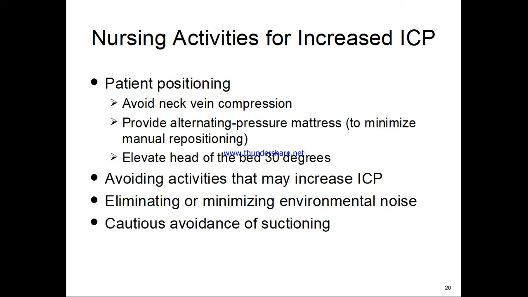Care for the patient with increased ICP. For patient positioning, we're going to avoid neck vein compression, so we will want to keep their neck straight. We want to keep the head of the bed elevated 30 degrees so that gravity can work on our side. And then we want to minimize manual repositioning, so putting these patients on the air mattress. A lot of ICUs have the alternating pressure mattresses where the air circulates and the pressure changes, and it decreases the need for manual turning for pressure ulcer prevention. And so that is definitely indicated for these patients.